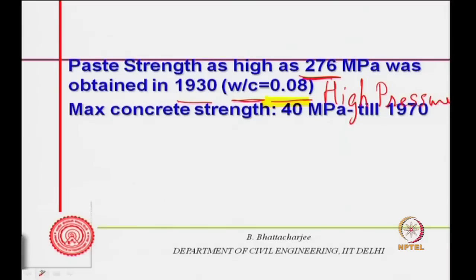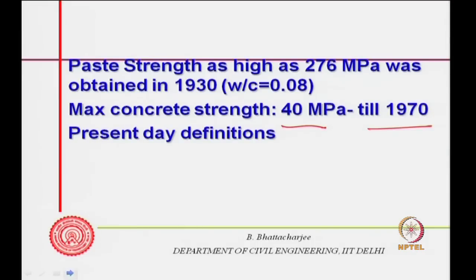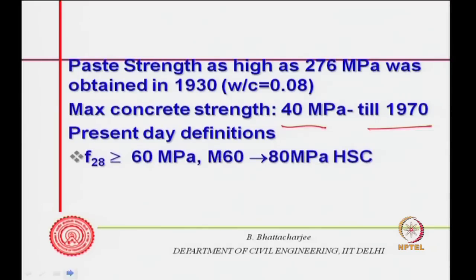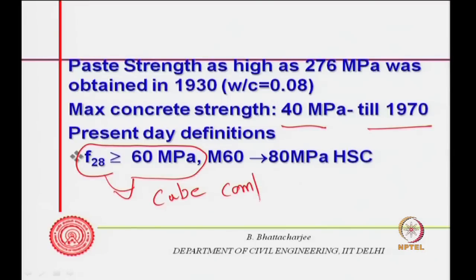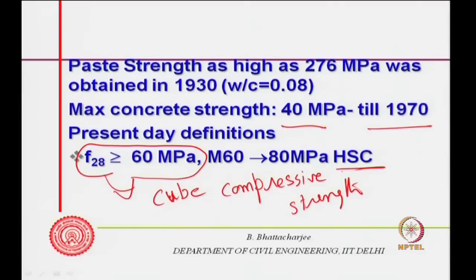If you look at the historical scenario, maximum strength was 40 MPa, let us say till about 1970, or let us say 45 MPa, never more than 50 MPa. But currently, what do we define? We define 60 MPa concrete, I am talking of cube compressive strength, which we have discussed so far. In the reference literature you will find cube strength up to 60 MPa, 28-day strength up to 60 MPa, that can be said as normal concrete. So, above 60 MPa, that is actually high strength concrete, HSC.